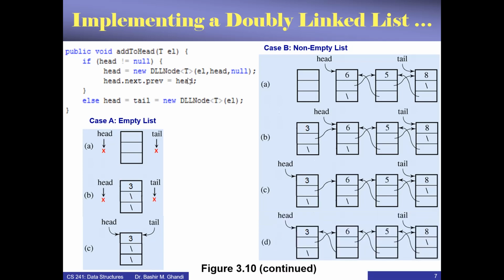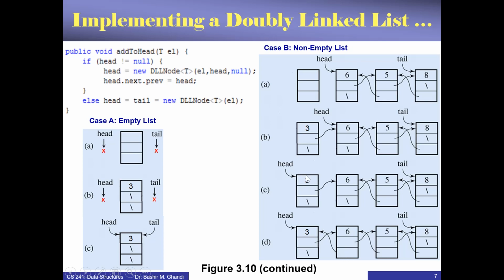Okay, this is what that means diagrammatically. So that variable, which presently is null, will not be null anymore. It's going to point to the new node, just like the head is pointing to the new node. Okay, I hope this is clear.